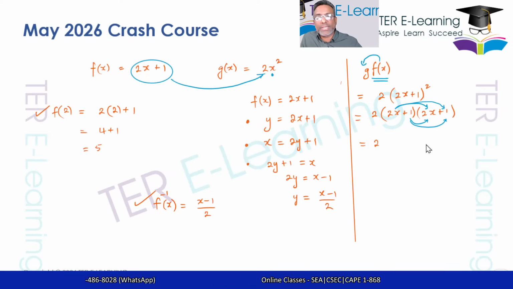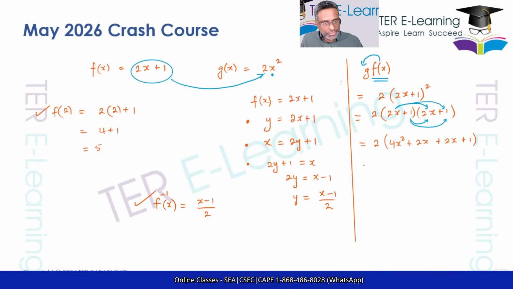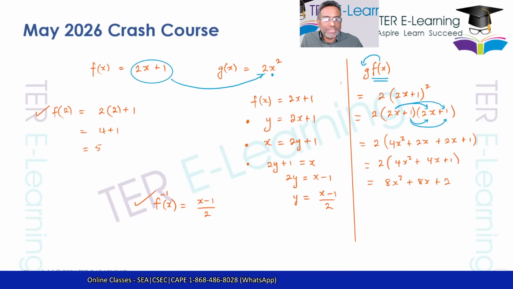Okay, so in this case, 2x by 2x will give us 4x squared. Then we have our next 2x here. Then we have our next 2x. And then we have 1. So this is going to be 2 by (4x squared plus 4x plus 1). And the final answer is going to be 8x squared plus 8x plus 2. Okay, so this represents my composite function here, right?